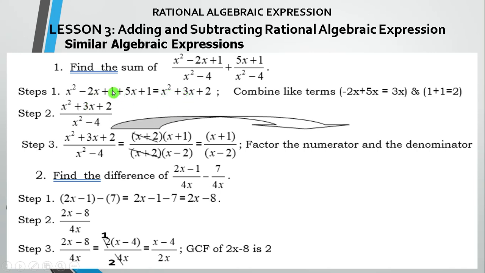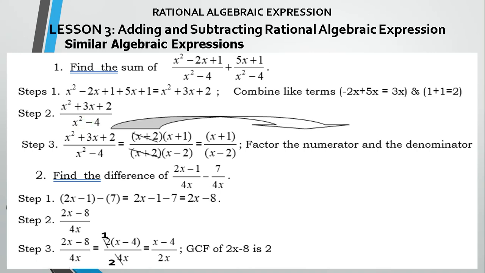And then we have dalawang 1. So, both positive. So, ma-add natin sila. So, plus 2. So, our numerator now is x squared plus 3x plus 2. Okay, so for step 2, na-add na natin x squared plus 3x plus 2, our new numerator, then copy the denominator which is x squared minus 4. Okay, so now we can now factor the numerator.